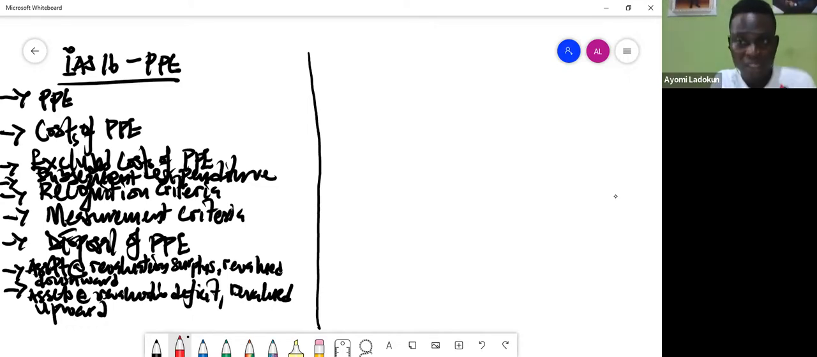Then when you have any of this and you use them for administrative purpose or in production of goods or services, that is IAS16, property, plant, and equipment. Is that okay? So that's IAS16. If you hold those assets for sale in the ordinary course of business, that is IAS2, inventory. All right. If you own land or building or part of land or building separately to earn rental income or for capital appreciation, that is investment property.